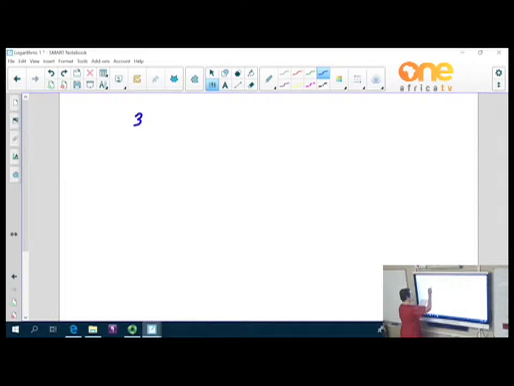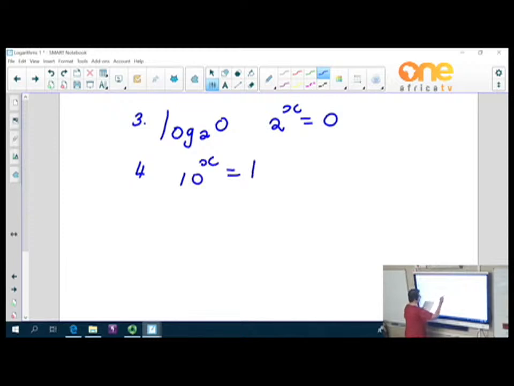Question 3. Now look at this one. Log base 2 of 0. We can write this one as 2 to the power of x is equal to 0. Yes, and that is invalid. That cannot work. Look at number 4. 10 to the power of what is equal to 1. And we've learned that anything to the power of 0 is 1. So x is 0 in this case. And the last one, log 1 of 4.